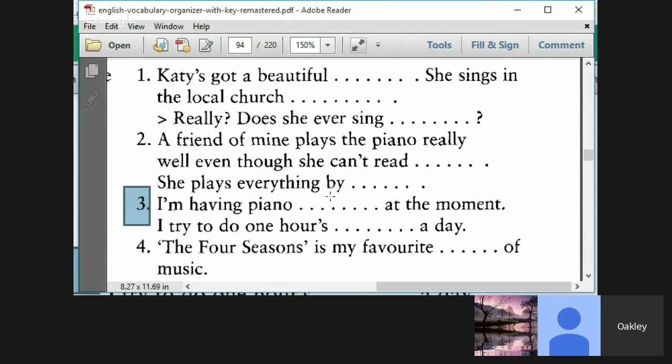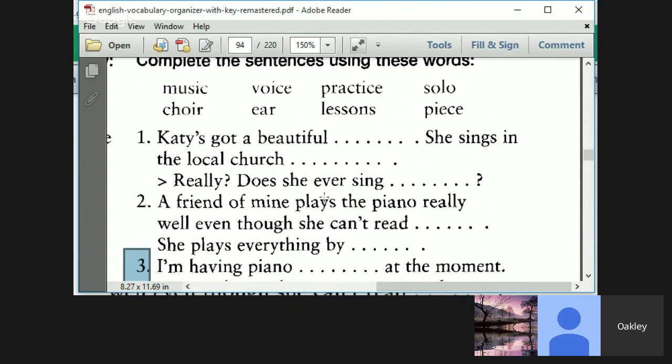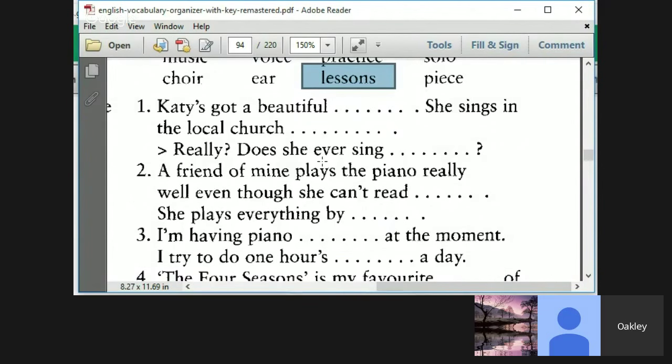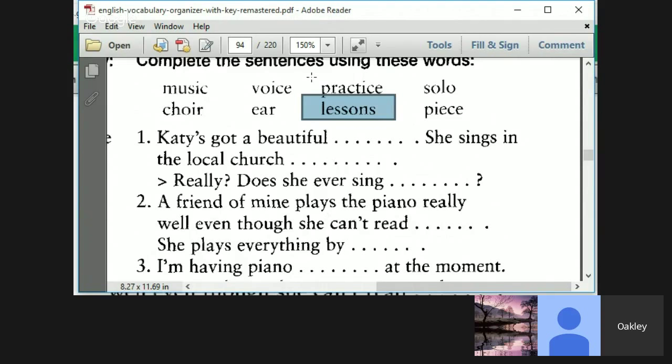I am having piano blank at the moment. I try to do 1 hour blank a day. I am having a piano. I'm having piano. Lesson? No. Lessons. Yes, I'm having piano lessons at the moment. I try to do 1 hour's practice. You're having lessons, you need to practice.